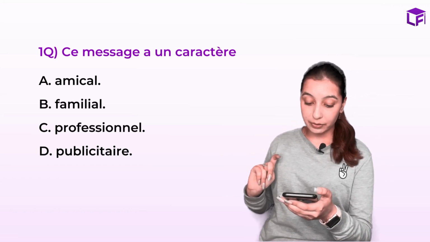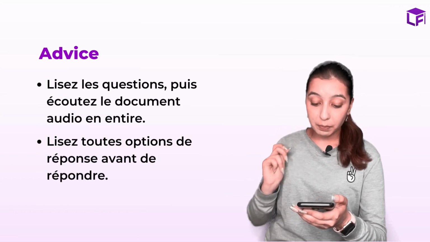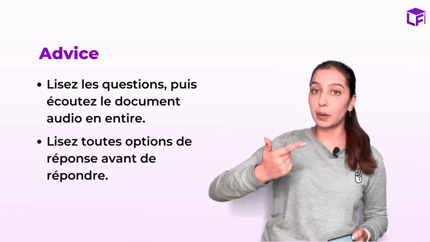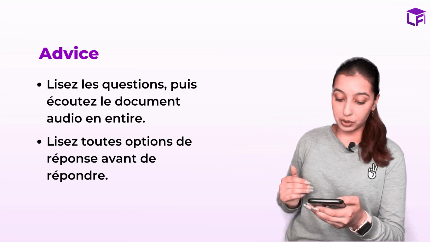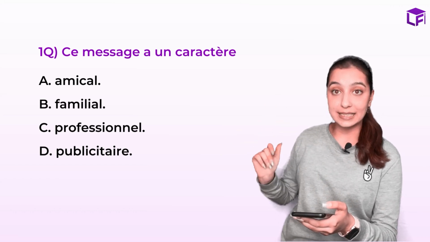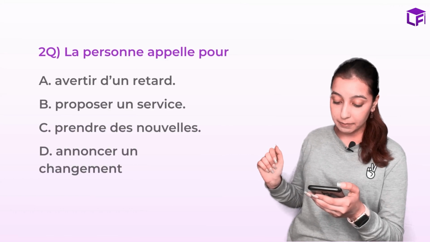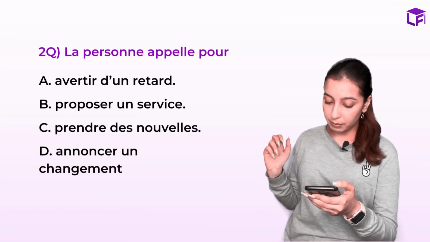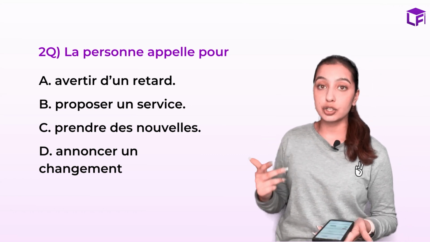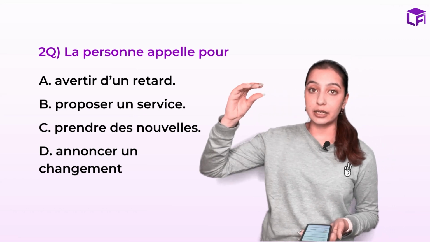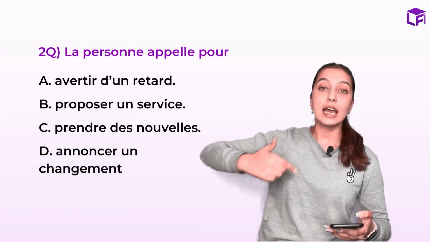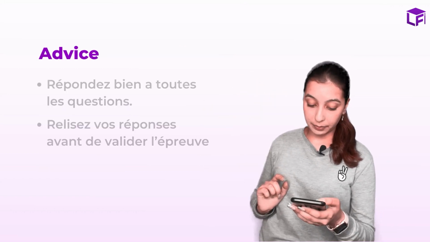The second advice goes out to be lisez toute option de réponse avant de répondre. Now you're supposed to read the options that are given to you before listening. So here are the options: amical, familial, professionnel, publicitaire. Or for the second question, avertir de retard, proposer un service, prendre des nouvelles, annoncer un changement. So first I read the question, then I read the MCQs. I'm trying to comprehend both of them, and now the audio will start playing.